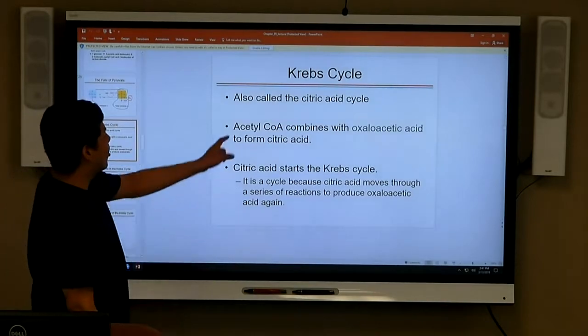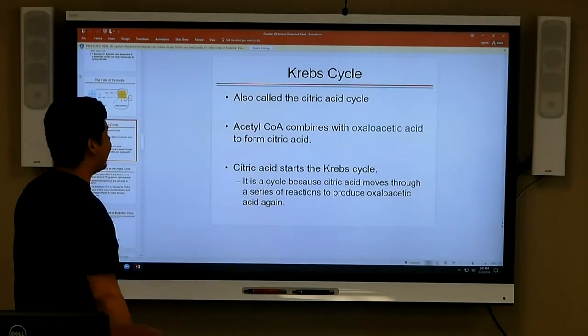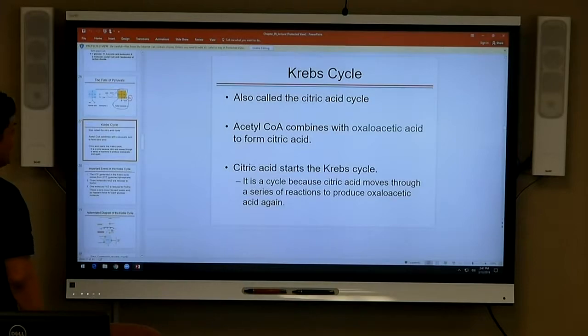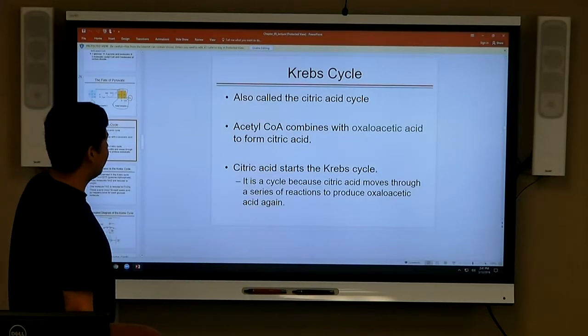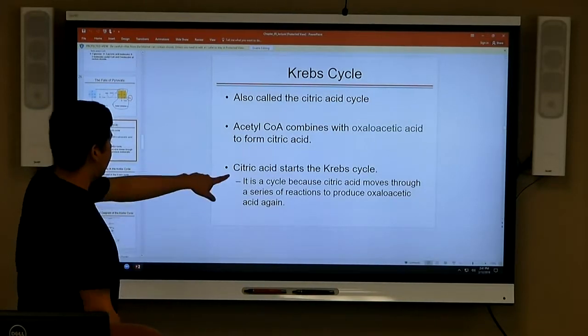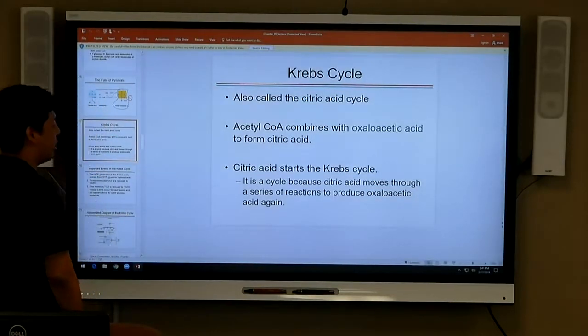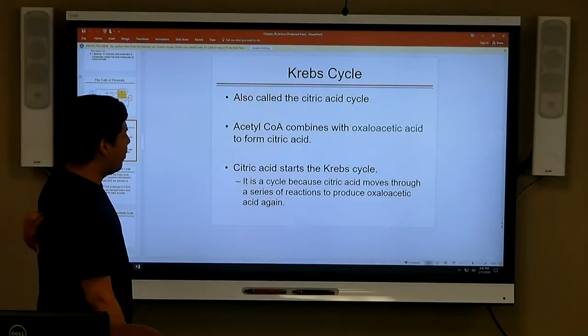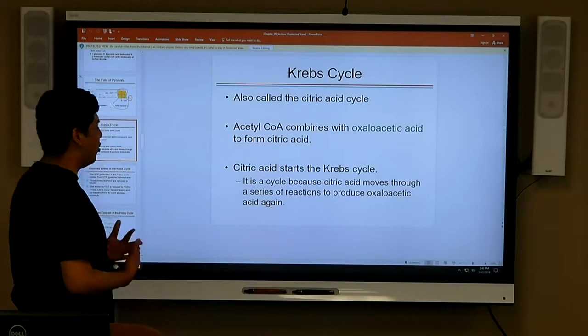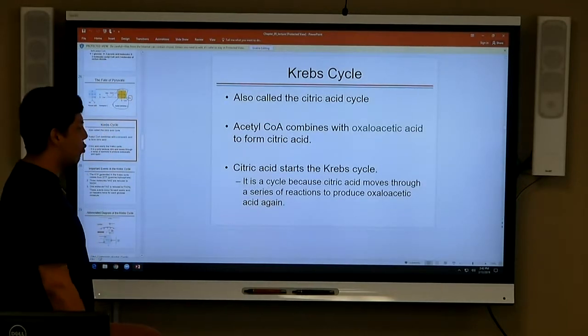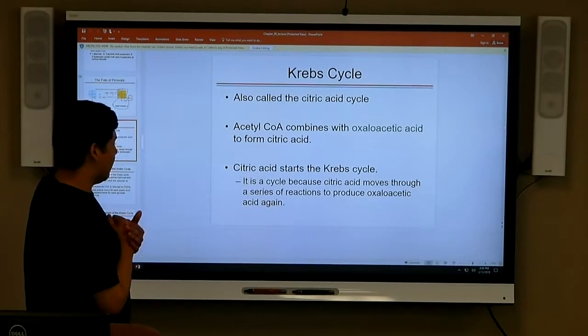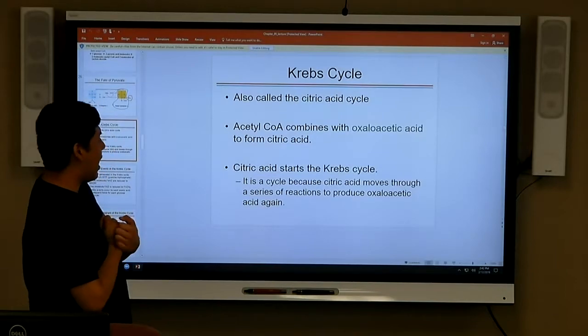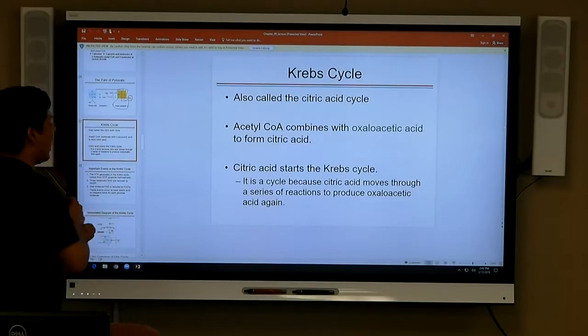Krebs cycle, also known as the citric acid cycle. Citric acid starts the Krebs cycle. It is a cycle because citric acid moves through a series of reactions to produce oxaloacetic acid again.